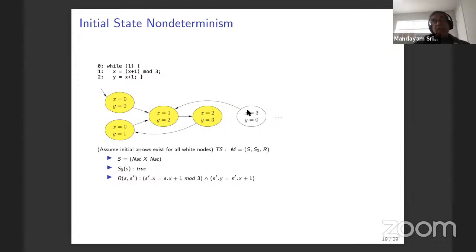Which means there should be an arrow to all the states, and the relation remains the same. So you could start from any state, and that's what this means. And the yellow portion here gives you the states that you will end up with. Of course, here every white colored one has to be yellow as well, because that is included in the initial state.